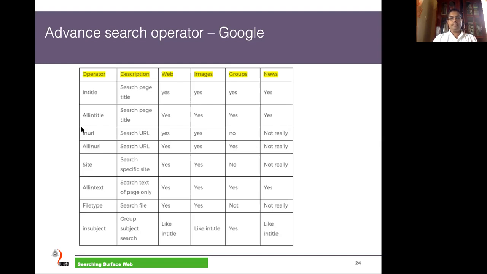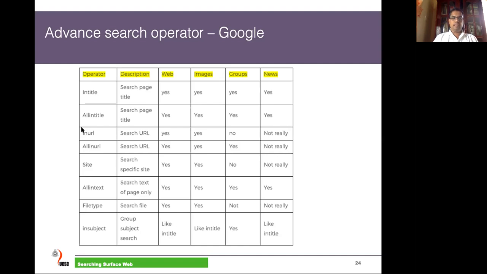The site operator works only for web pages and images, not for news. The allintext operator works for any content, and the filetype operator works only for web and images kinds of types, only a known set of types. Similarly, there are other operators like insubject and so on, which I don't discuss in this class.